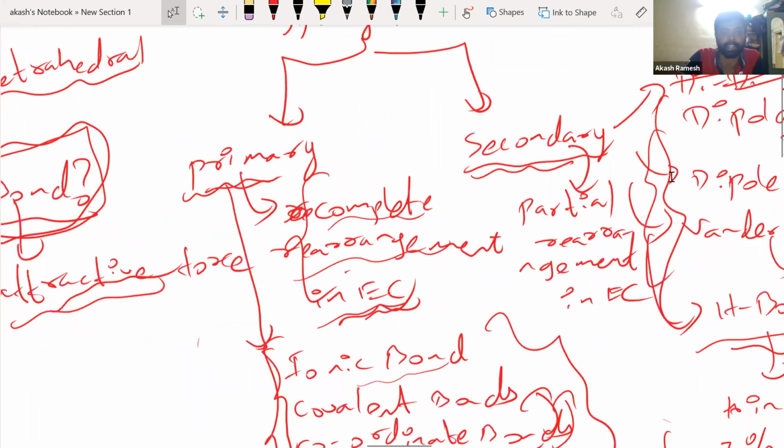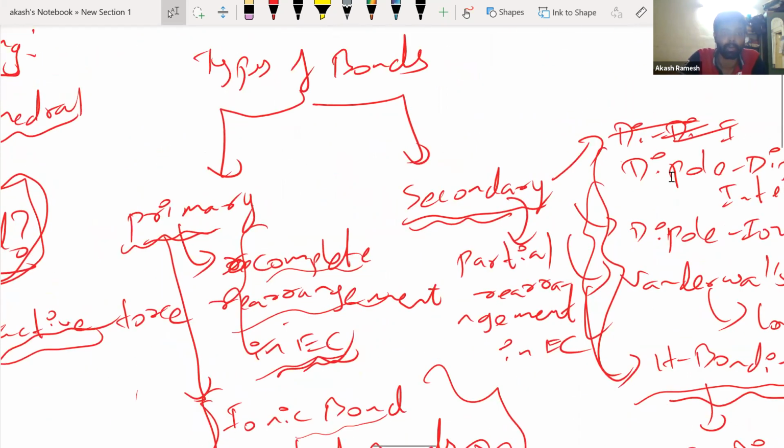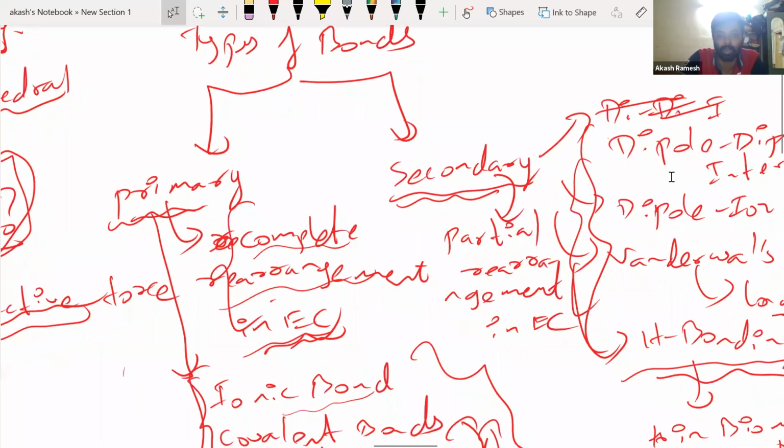Then we went on to see that there are 2 types of bonds in chemistry. One is called primary, the other is called secondary. The basic difference between them comes from Dalton's theory. It says that atoms undergo some kind of rearrangement during a chemical reaction. If you understand where the rearrangement is happening, then we'll be able to answer the question. It happens in the electronic configuration of an atom. If there's a complete change in the electronic configuration, it comes under primary. If it's only a partial rearrangement, it comes under secondary.